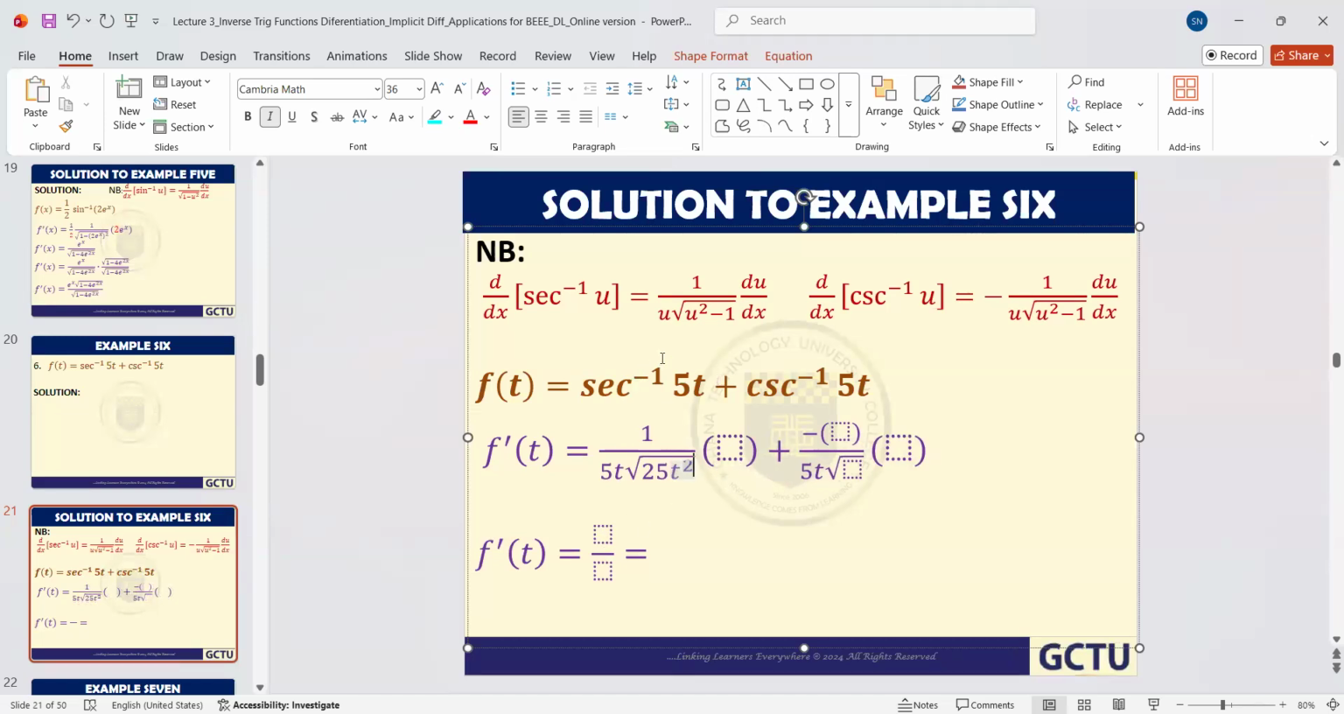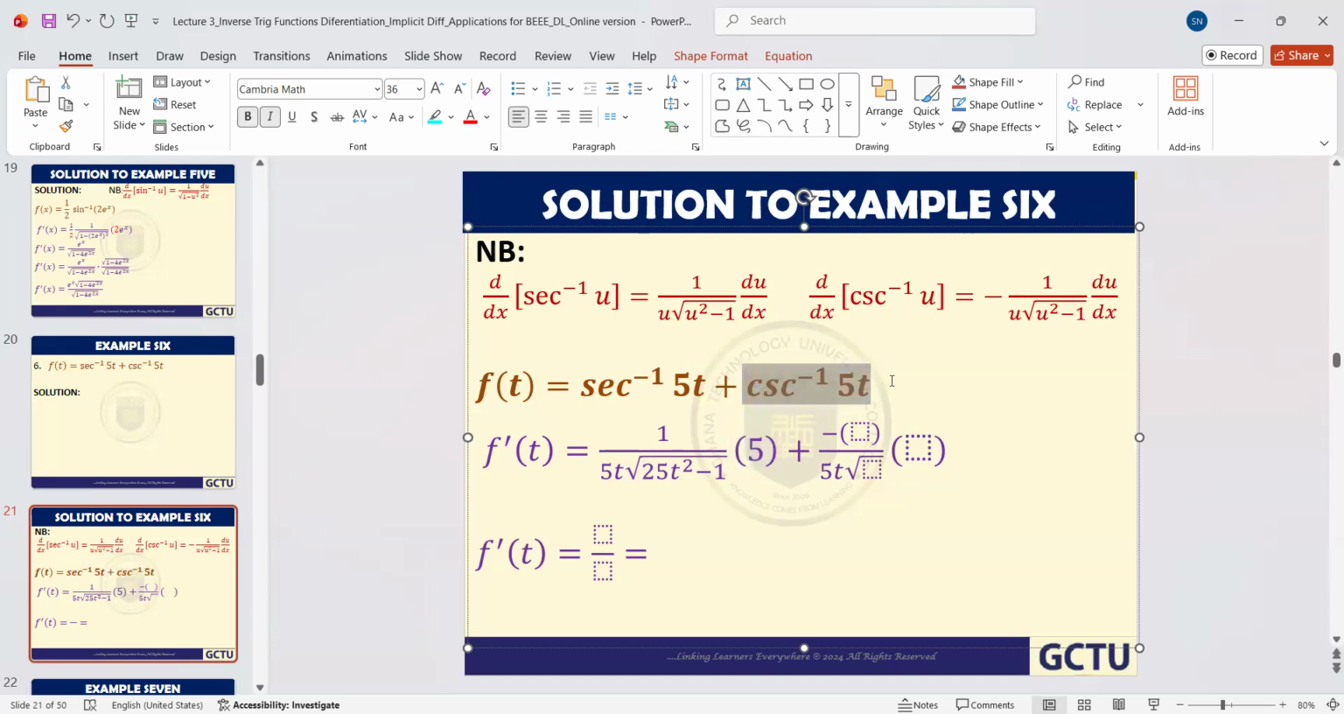So 5t all squared will give me 25t squared. That will give me the u squared, all this minus 1. Okay, now whatever I have here, I'm going to need it as I go on, so let me copy it. Now then, if I differentiate 5t with respect to t, I'm going to get 5 because the power there is 1.